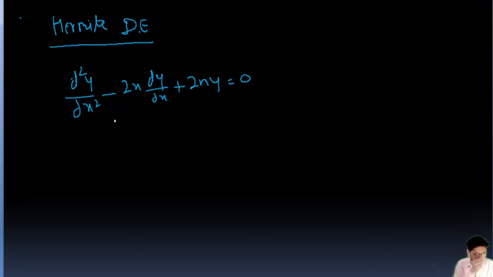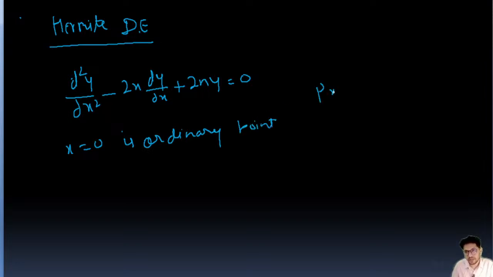Now we'll check whether x equal to 0 is an ordinary point or a singular point for this equation. We can see x equal to 0 is an ordinary point. How? Because from here we can see p(x) is minus 2x and q(x) is 2n.